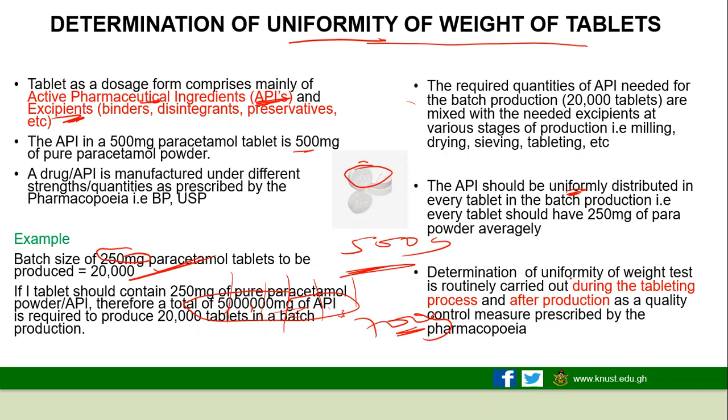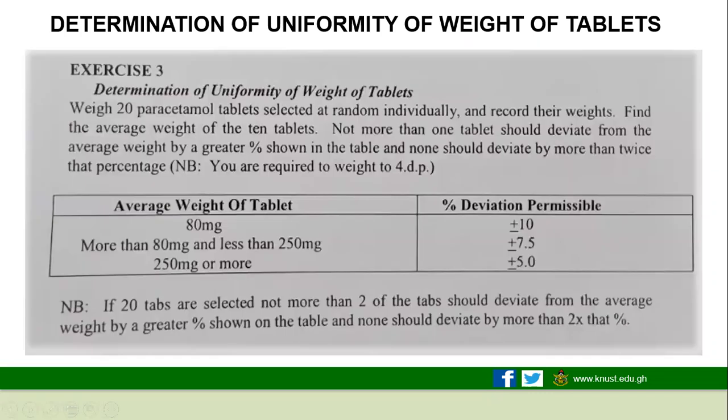So you can read through this one, it is the same idea. Now we are saying that determination of the uniformity of weight is routinely carried out during the tableting process and after production. So during the tableting process, we carry out uniformity of weight. After production, as a quality control, we also carry out uniformity of weight. Now, how is the process done? So randomly, we pick 20 tablets from any batch, right? And then we measure and record their weight. Very important. Now we find the average weight of the 20 tablets.